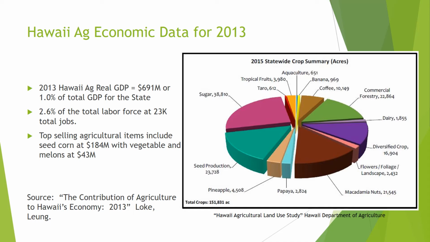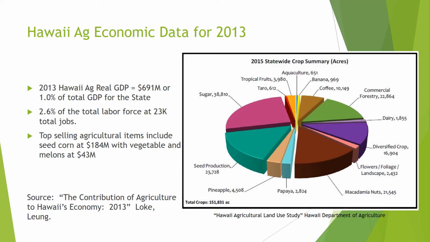All right, so it shows here that agriculture has a very low economic impact for the state, but people are becoming more interested in agriculture, and it has more of an impact, I believe, than just economic purposes. Also, 2.6% of the total labor force is coming from agriculture, at 23,000 total jobs.